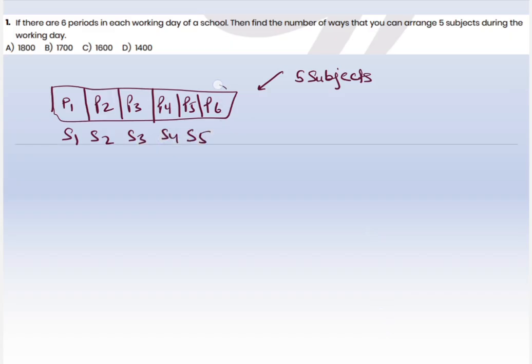But here you have to repeat one more subject. Any of the subjects you have to repeat here. So basically for this particular period you have to choose any 1 subject out of the 5 subjects. You can choose any one of the subjects and fix it here. Right? And these periods, these subjects now arrange themselves in how many ways? 6 factorial by 2 factorial ways.